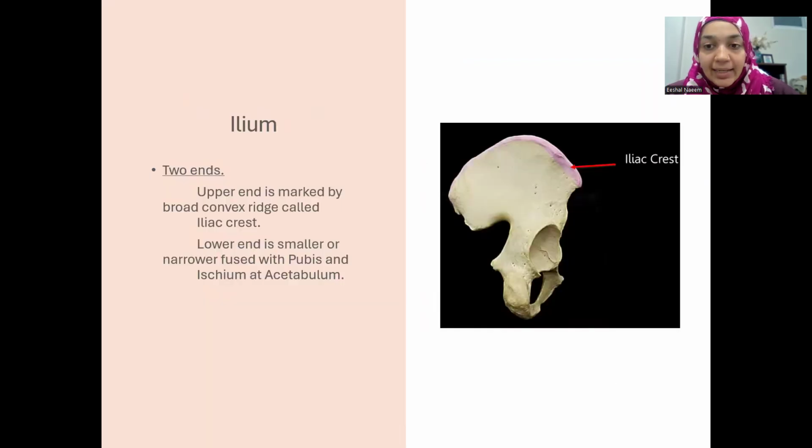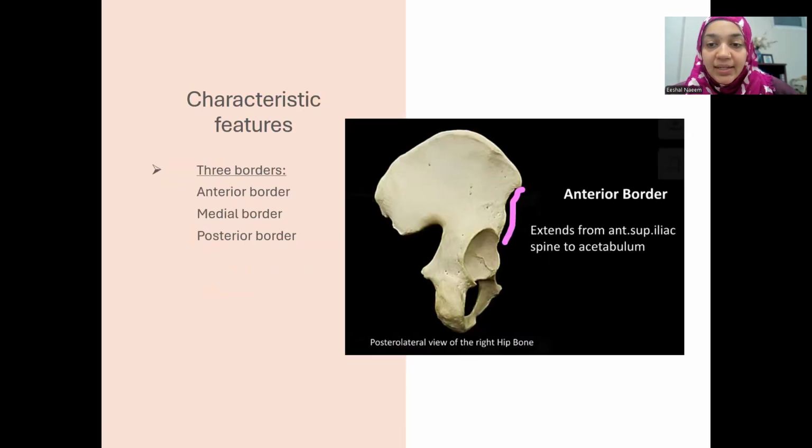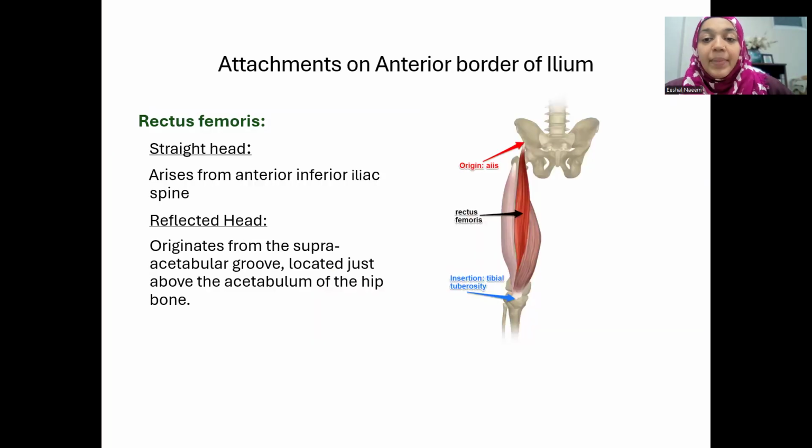Now we have the ilium. The ilium has an iliac crest which starts from the anterior superior iliac spine to the posterior superior iliac spine. As you can see here, the ilium has an anterior border which started from the anterior superior iliac spine all the way to the start of the acetabulum, right? And then there was an important muscle that is attaching to the anterior inferior iliac spine. So this was the anterior superior iliac spine and this is the anterior inferior iliac spine.